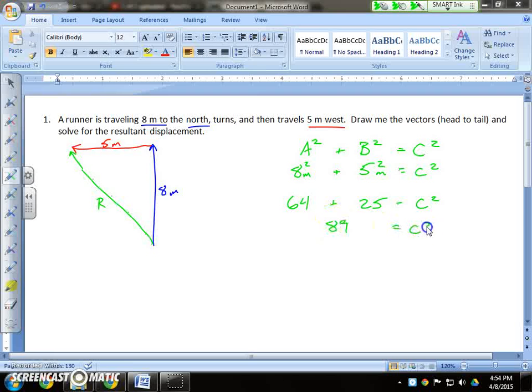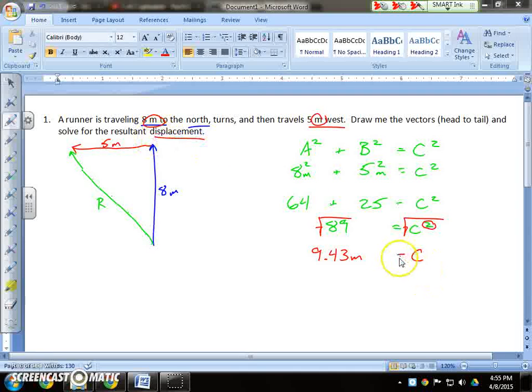equals c squared. And at this point, because of the c squared, we've got to figure out how to unsquare c to get a real number here. So we're going to take the square root of 89 and the square root of c to end up with c equals 9.43, and again our units were meters. But I guess the other thing we need, because we're talking displacement, is a direction. And the direction is obviously going to be north, west.